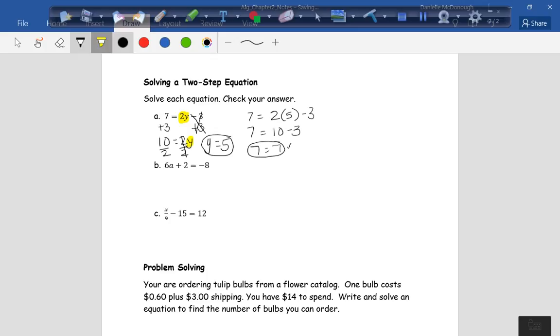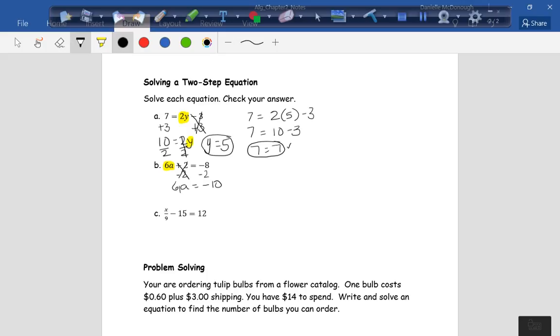So if you look at B, the first thing you want to do is identify the term that has both the coefficient and the variable, which is a 6a, and then what we want to do is get rid of the other term first. Well, we're adding 2, so to get rid of it, we have to subtract 2 on both sides. That will cross out because it's equal to 0. And now I have left 6a is equal to negative 10 because it's negative 8 minus 2.